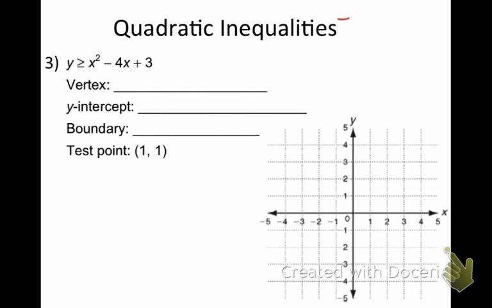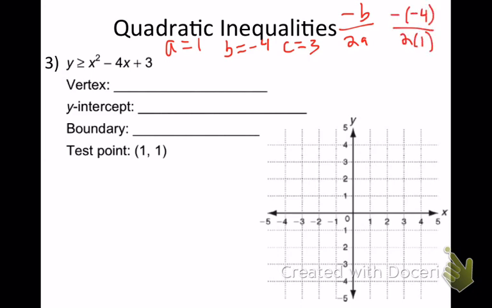Okay, so you have to identify a, b, c. What's a, b, and c? a is 1, b is negative 4, and c is 3. Awesome. So now I do negative b over 2a, right? So I have negative parentheses negative 4 all over 2 times 1. Two negatives get me a positive. So positive 4 over 2 gets me?